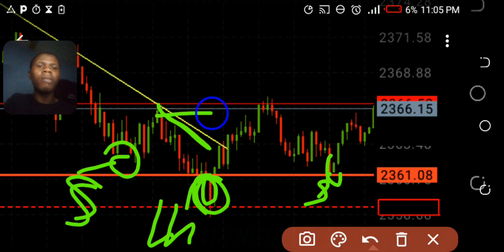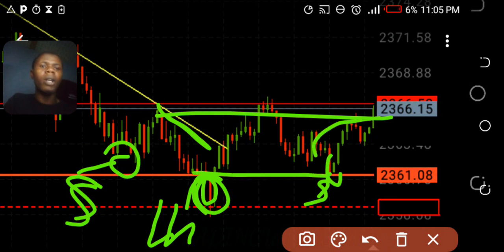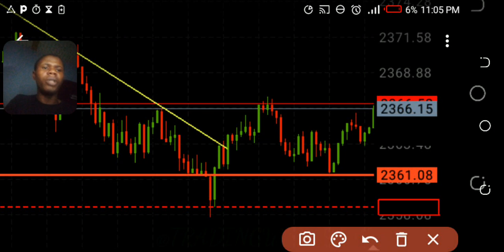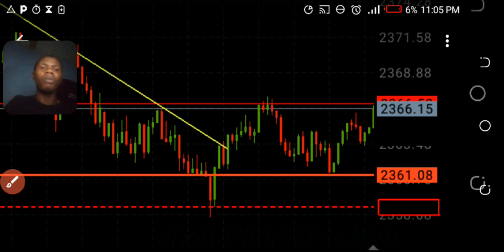The third one is a break of structure, and the fourth one, price has actually come to an order block. The order block was the last order block that took price to the downside. So we are cool to get into the trade. That way we don't have anything to bother ourselves.